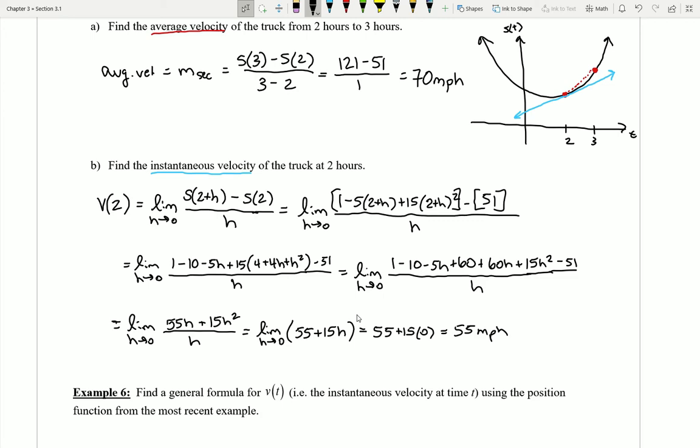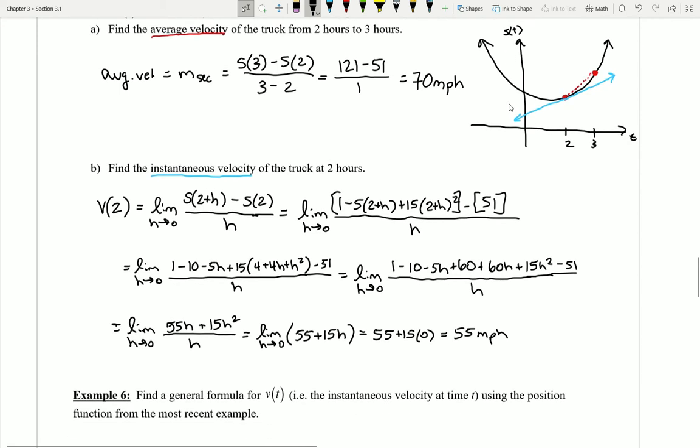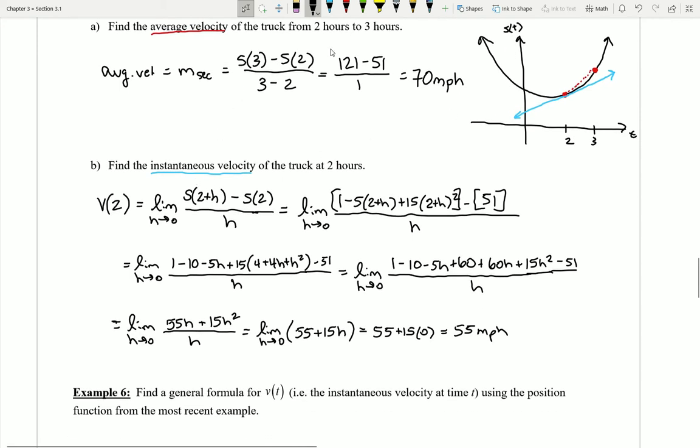Now in the last video we took a look at this problem of a truck moving away from a depot, and we thought about how we could find its average velocity and instantaneous velocity at a particular time. Now what becomes kind of interesting here is that we could start to imagine finding instantaneous velocities for the truck at a whole bunch of different times, right?